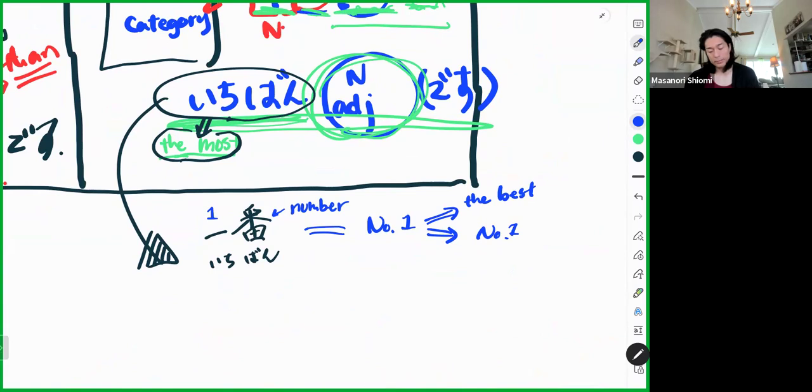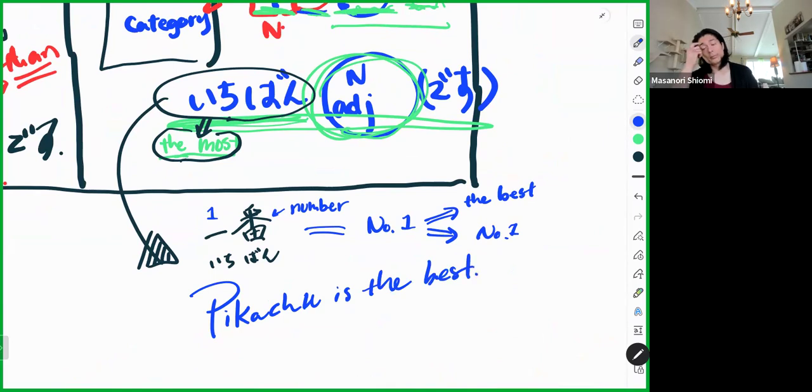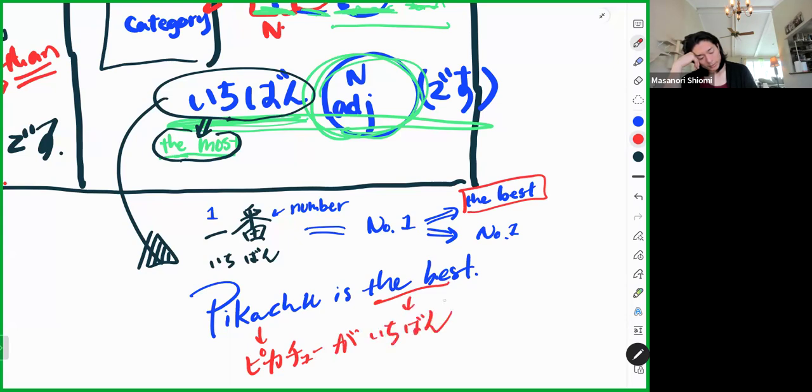For example, if you want to say Pikachu is the best, right? If you're using this translation of ichiban, you can just simply say Pikachu が一番です. And that would mean Pikachu is the best.